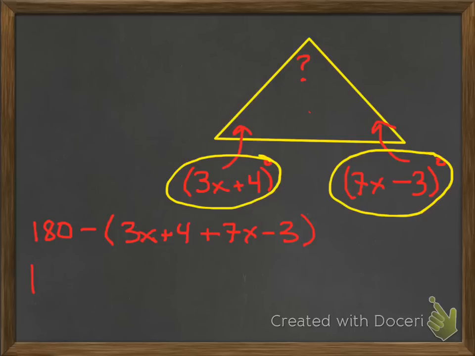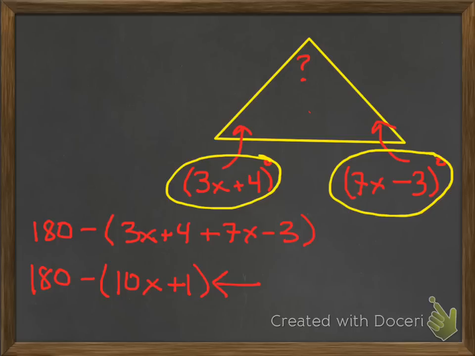That gives me 180 minus, and 3x plus 7x is 10x, and then 4 minus 3 is positive 1. So now that we're at this part right here, you can leave it like that, and that's what it's asking you for. It's asking you to solve the problem and leave it as a polynomial. So our answer is 180 minus the polynomial 10x plus 1. Now we can't solve that because we don't know what x is, but you could write it like that, and when I told you what x was, then you could go ahead and plug it in.